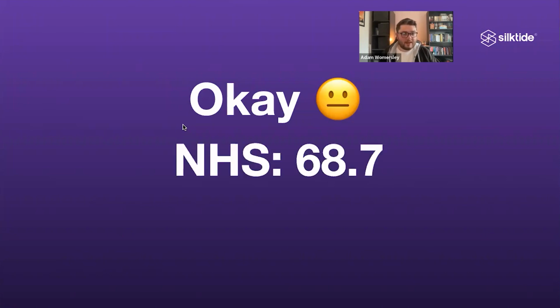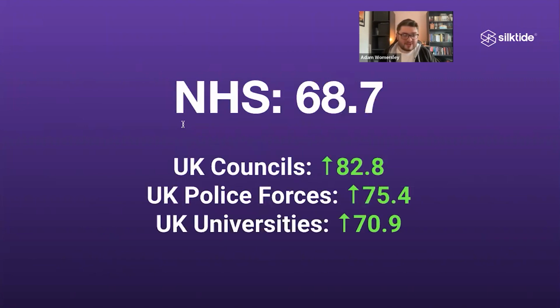Well, they look okay. So the Silktide Index, where we get all this data from, gives us an accessibility score out of 100 based on how accessible that website is to WCAG 2.1 AA, as I just mentioned. And from the sites that we tested, the average score out of 100 was, drumroll, 68.7.